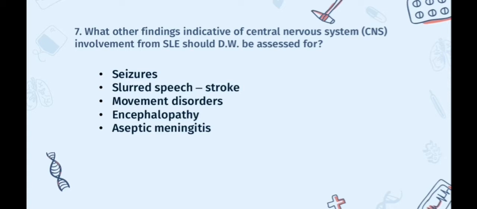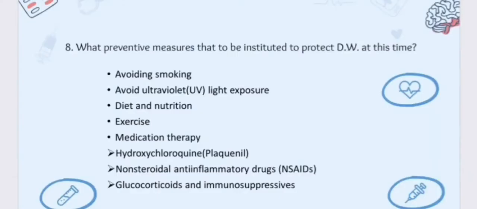And lastly, aseptic meningitis, where there is inflammation of the meninges, which is a membrane that covers the spinal cord and brain. Question 8. What preventive measures will be instituted to protect DW at this time? At this time, it is important to manage a flare-up of the symptoms so that the patient's condition is in control. The preventive measures are to avoid smoking and ultraviolet light exposure, as these can worsen the lupus symptoms.